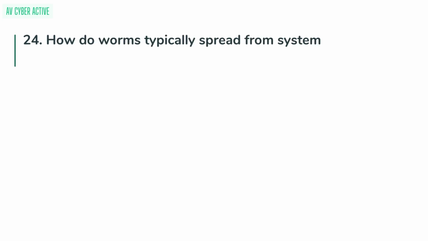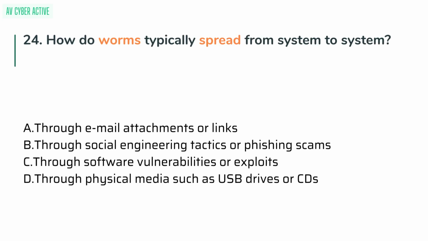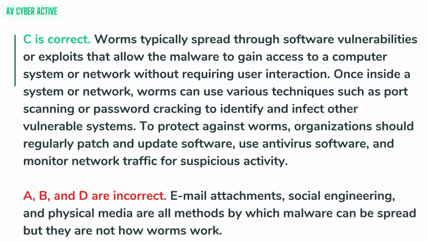24. How do worms typically spread from system to system? A. Through email attachments or links. B. Through social engineering tactics or phishing scams. C. Through software vulnerabilities or exploits. D. Through physical media such as USB drives or CDs. C is correct. Worms typically spread through software vulnerabilities or exploits that allow the malware to gain access to a computer system or network without requiring user interaction.